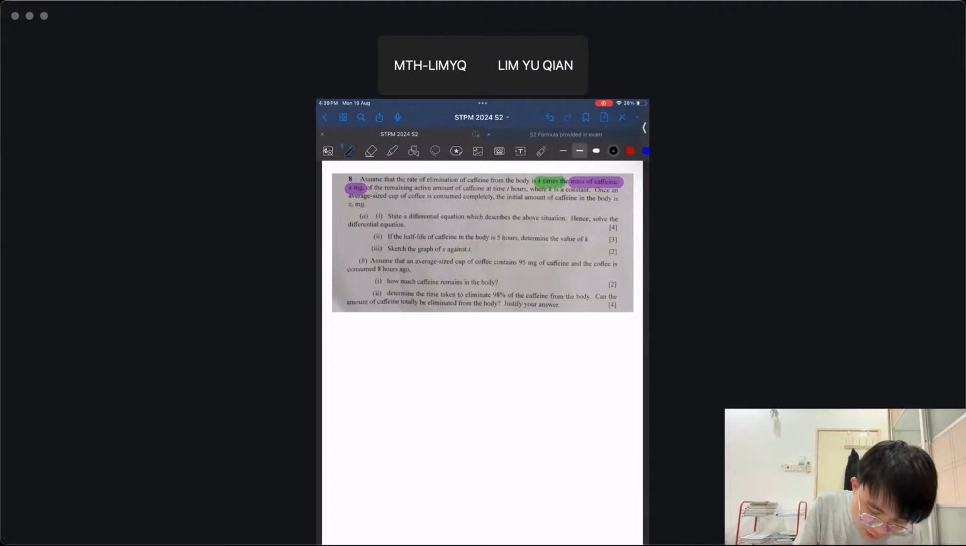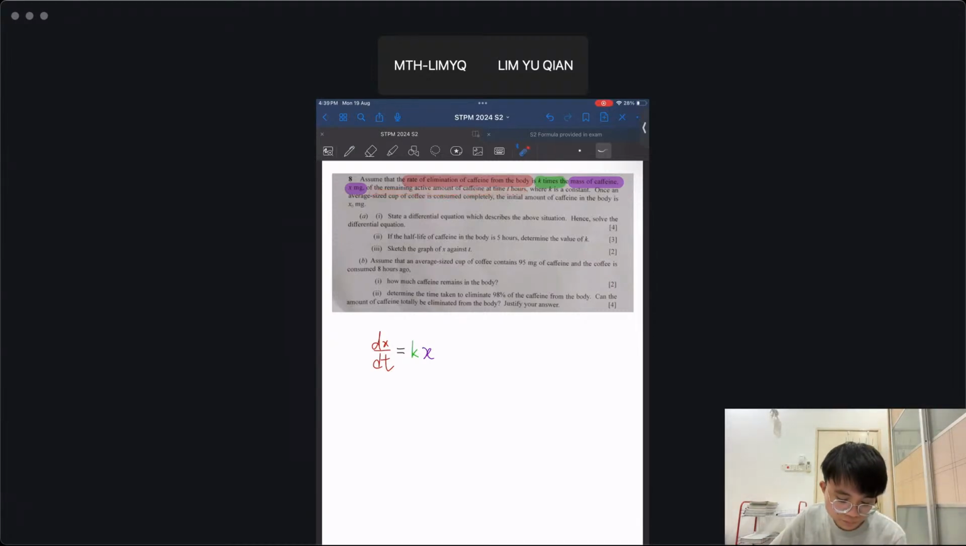So this is about rate, meaning the rate of elimination of caffeine in the body. Okay, so the red one is dx/dt. That is equal to k times the mass, like this. Of the remaining amount of the caffeine at time t hours. Okay, no problem. Where k is a constant.